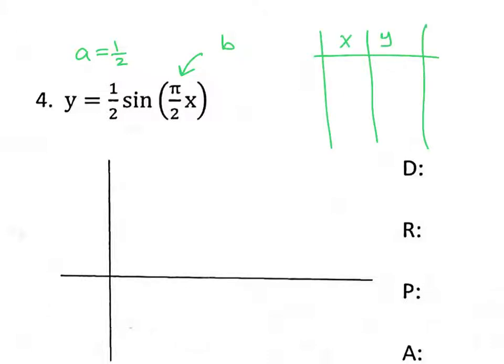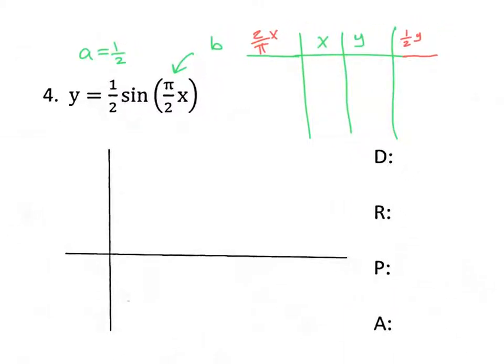The x is going to change by multiplying it by 2 over pi. So remember to do the reciprocal. And the y, you're going to multiply it by 1/2. So I only do the reciprocal of the b and not the a. So start with the parent table and apply the changes. Pause the video and try this one on your own. After you finish the table, make sure that you sketch it and figure out what the domain, range, period, and amplitude are.